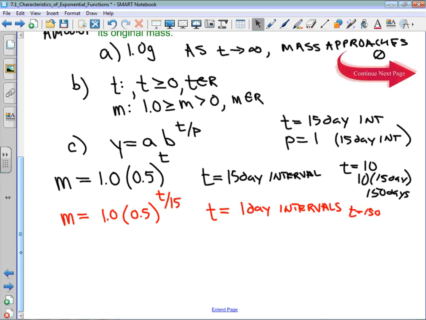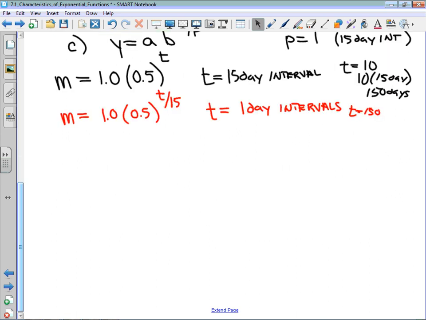Okay, the last part here is that in D, it wants us to estimate, you gotta love estimating, when m will be equal to 1/30. Now, the way that I'm going to do that is I'm actually going to rewrite one of my equations.